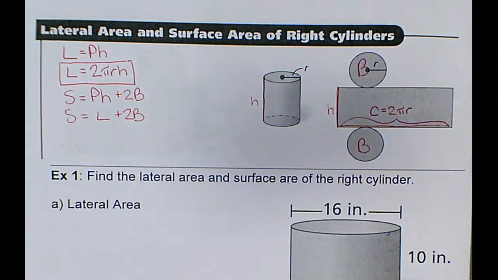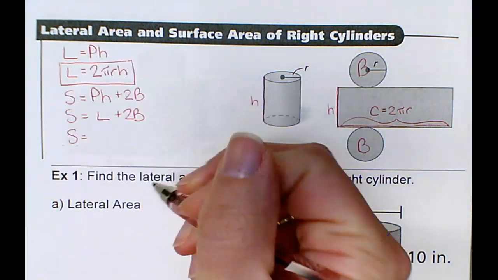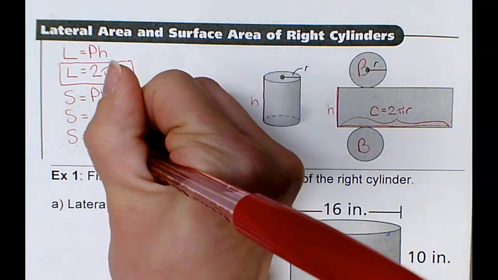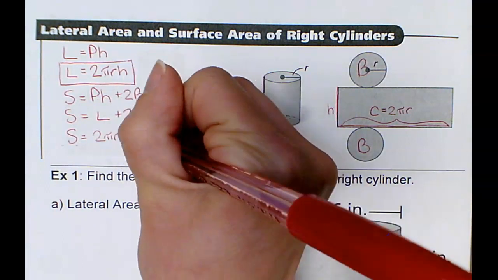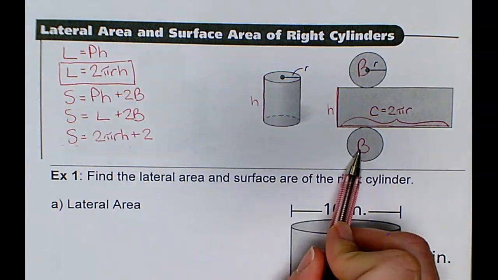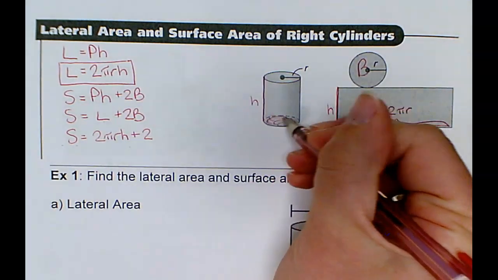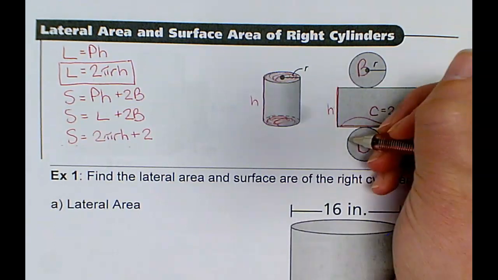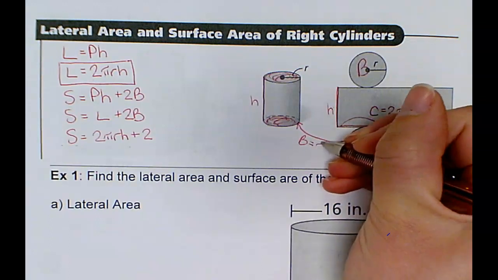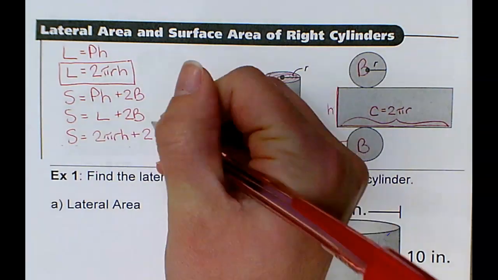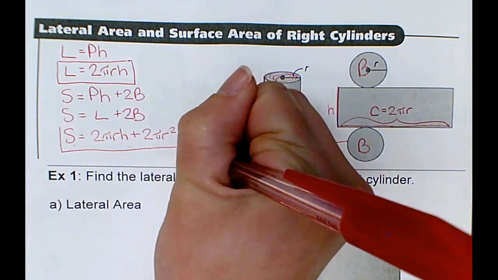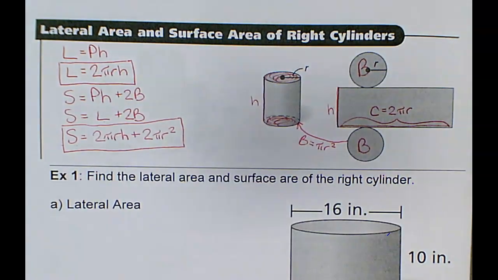But let's put the pieces in the correct places. So the surface area is the lateral area, 2 times pi times r times the height, plus 2 times the area of the base. Well, remember the base is a circle. So down here and up here, the base is a circle. So the formula for the area of the base is the formula for the area of a circle, pi r squared. So I have plus 2 times pi times r squared. This is my formula for the surface area of a cylinder.